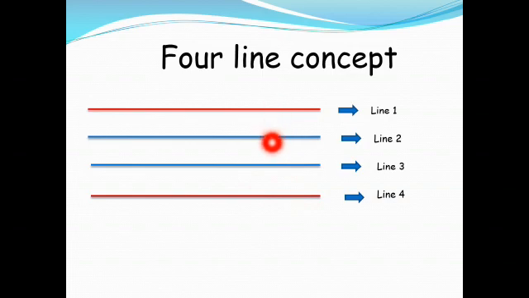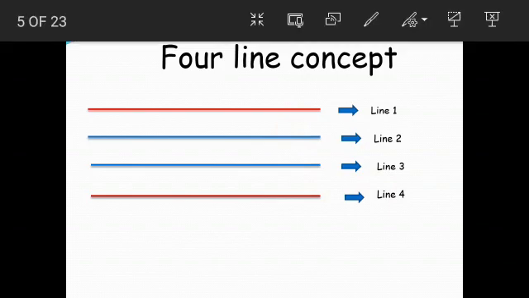1, 2, 3, 4. The first line here is called line 1. The first blue line here is called line 2. The second blue line is called line 3. And the bottom red line here is called line 4. Children, you have to learn the 4-line concept well because using these lines we will be writing the letters.